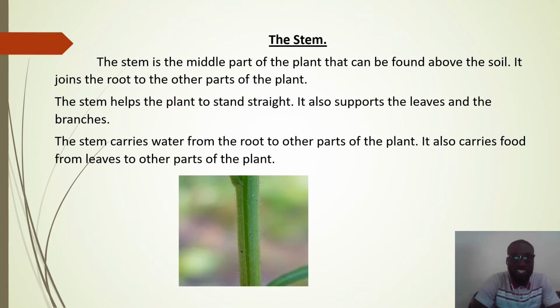Now let's take a look at the stem. The stem is the middle part of the plant, or the part that can be found above soil. It joins the root to other parts of the plant. The stem helps the plant to stand straight. It also supports the leaves and the branches. The stem carries water from the root to other parts of the plant. It also carries food from leaves to other parts of the plant.